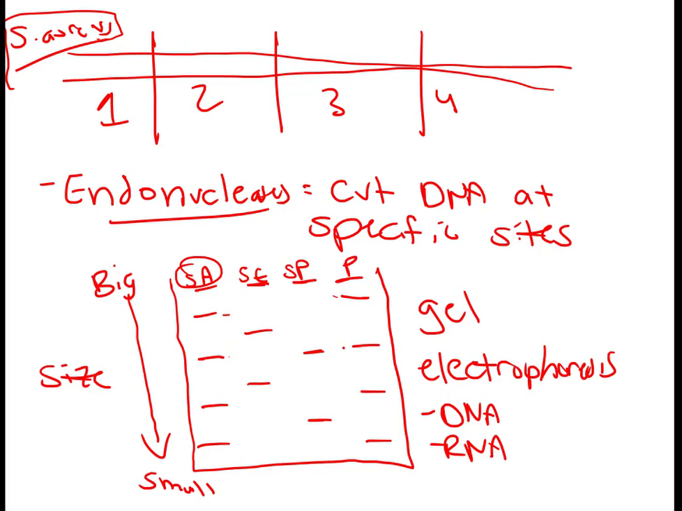From there, we can confirm, okay, yes, this patient has Staph aureus infection because the DNA fragments, after we cut them with this specific scissors, match up exactly with Staph aureus. So that's an example of why we would use pulse field gel electrophoresis.